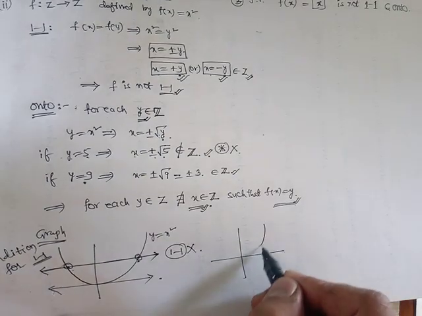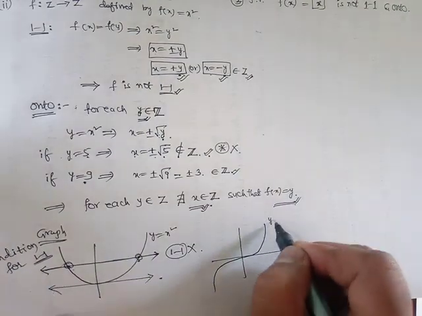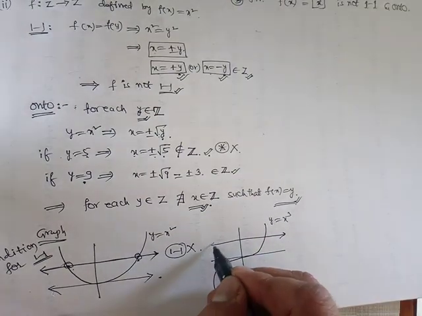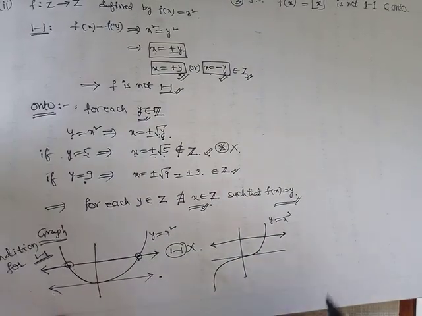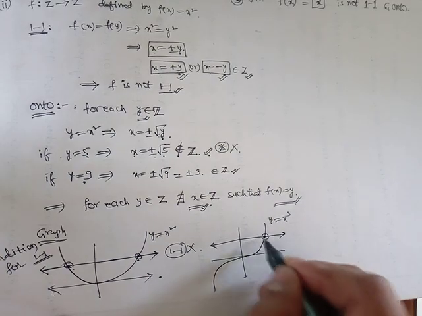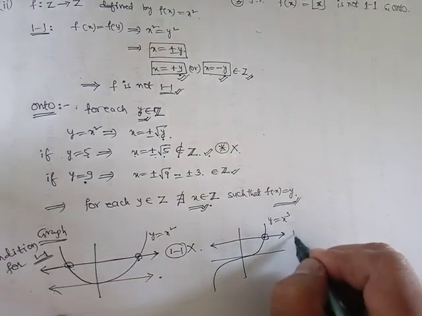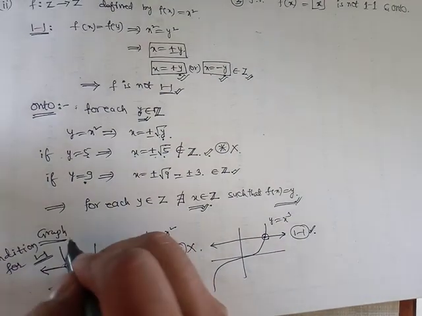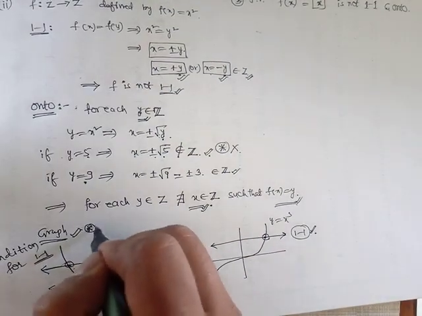And generally, if you take y = x³, drawing a line parallel to the x axis, at any place you consider, it intersects in only one place, so that's why it can be considered one-one. So graphically we can check the condition for one-one.